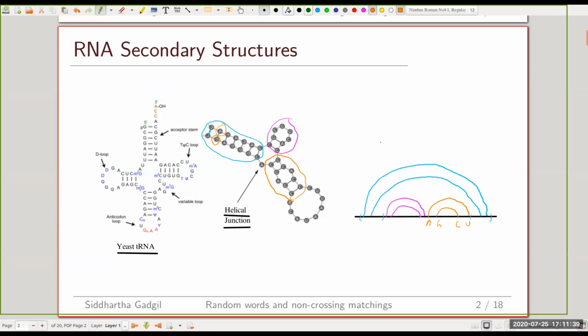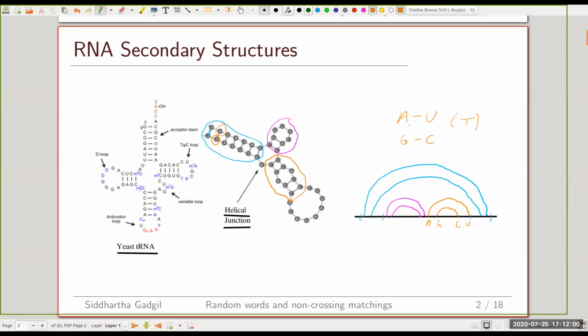Okay, so most of the bonds connect A to G. Oh, sorry, not A to G, of course, A to U and G to C. So these are the Watson-Crick pairs. Like in the case of our DNA, this would be T, thymine, instead of uracil. So you have two features here.